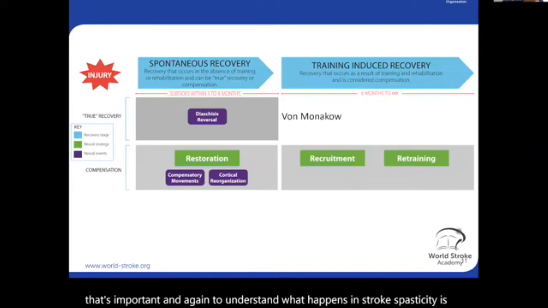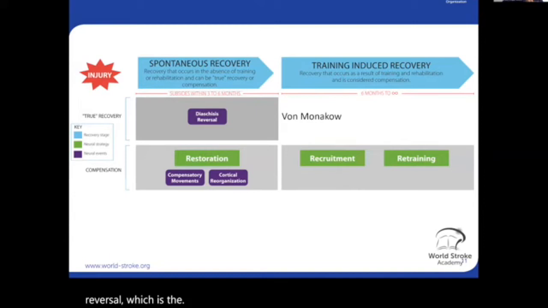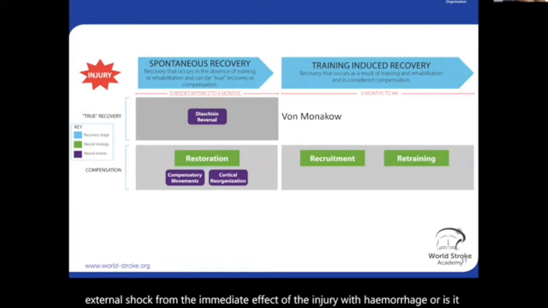And again, to understand what happens in stroke spasticity, there's the concept of spontaneous recovery, which is von Monakow's diaschisis reversal, which is the axonal shock from the immediate effect of the injury, be it a hemorrhage or a thrombus, and the reversal of that, which is what we call the restoration of function. Then there is the cortical reorganization, which can be both chemical and structural in nature, and then the neuroplasticity that comes out. So I think this is an important thing to remember.